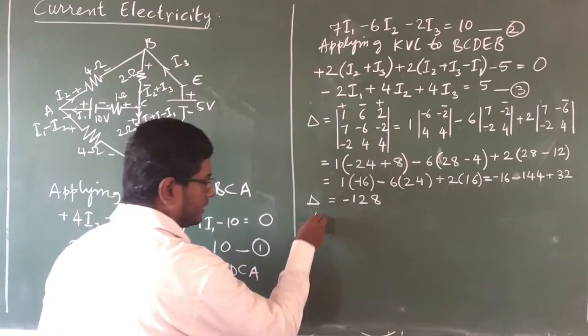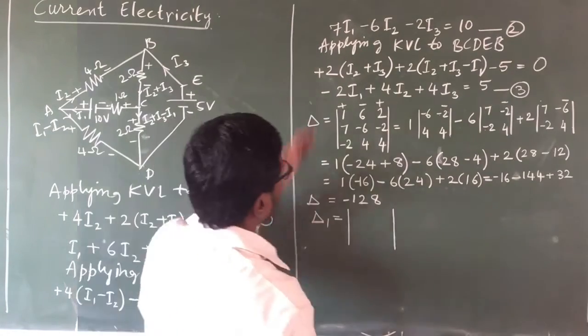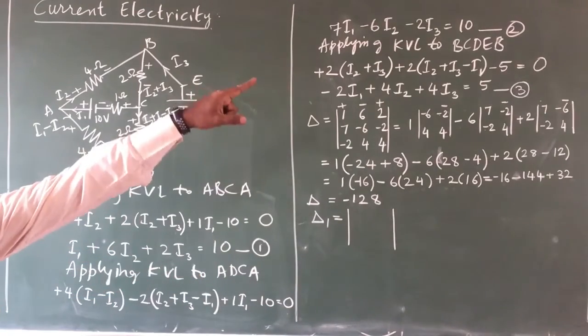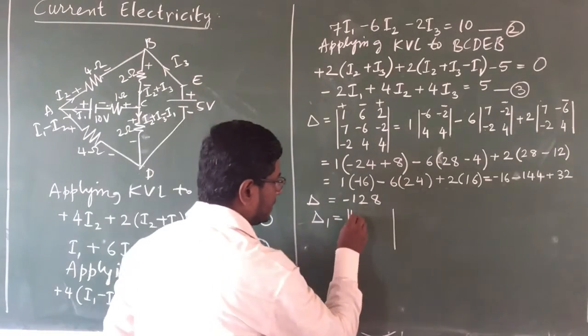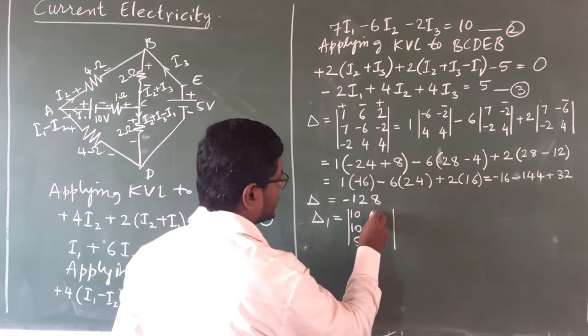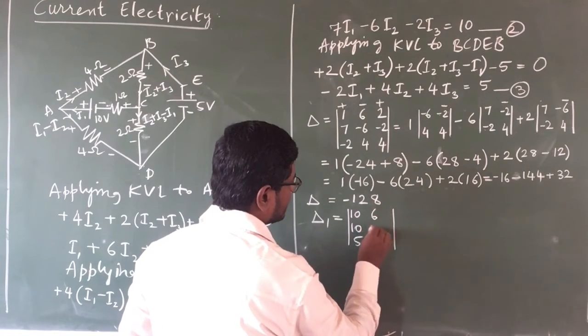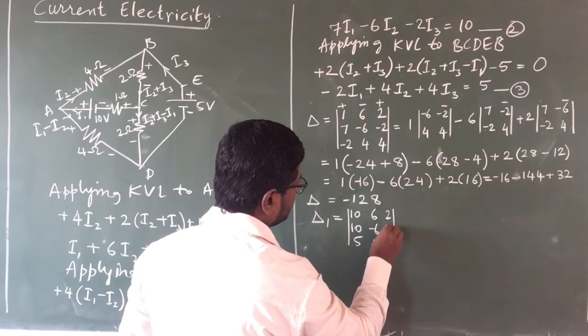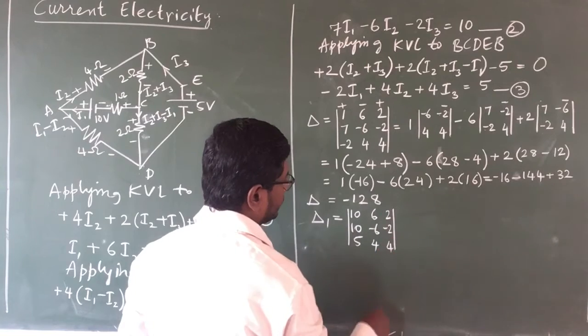Now going for delta 1. The first column should be replaced by the constants. So what are the constants? 10, again a 10, again a 5. So this will be 10, 10 and 5. The rest of the determinant remains the same. So that will be 6, minus 6 and 4. And on the last row it is 2, minus 2 and 4.